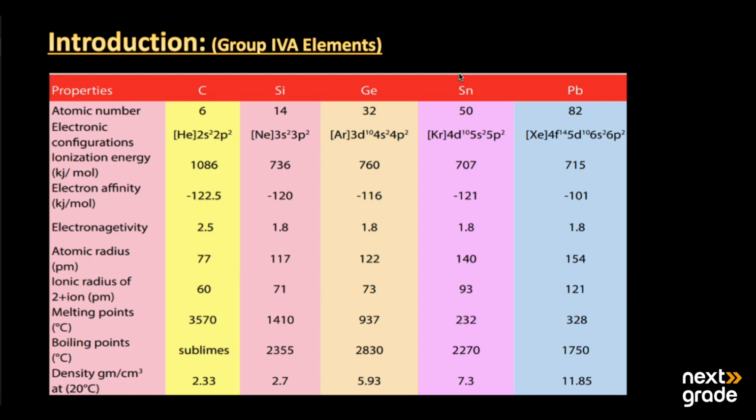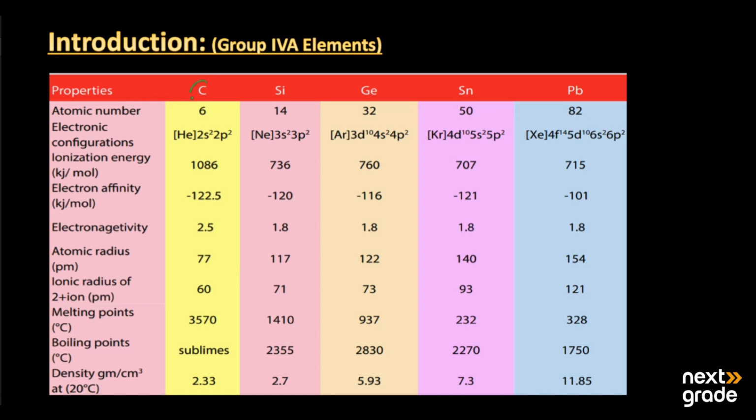So the topic that we will discuss today is the introduction to the group 4A elements in the periodic table. Here we have the group 4 elements. Mainly they consist of metals, non-metals and metalloids.